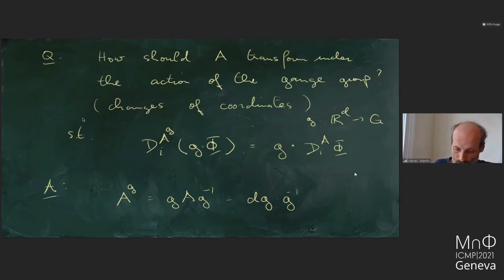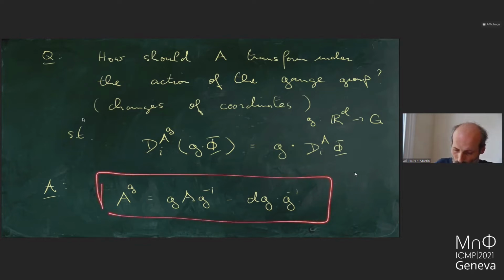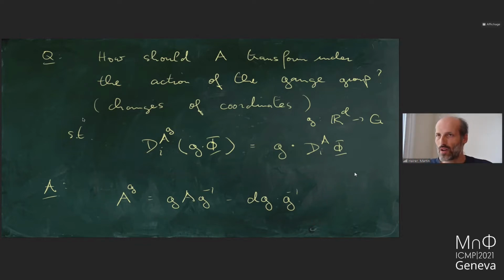Right, so this shows that these connections, which we view as one forms with values in the Lie algebra, don't actually transform as one forms. Regular one forms would just transform like this under the action of the gauge group. So this additional term is a leftover of the fact that A is really a connection and not a one form, even though in local coordinates it looks the same as a one form.